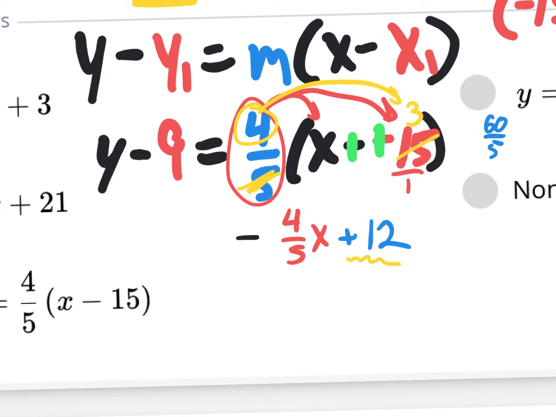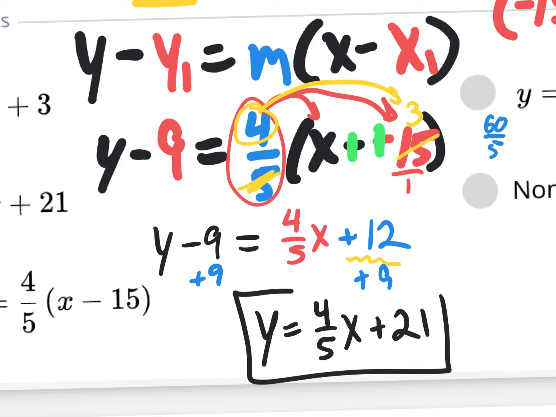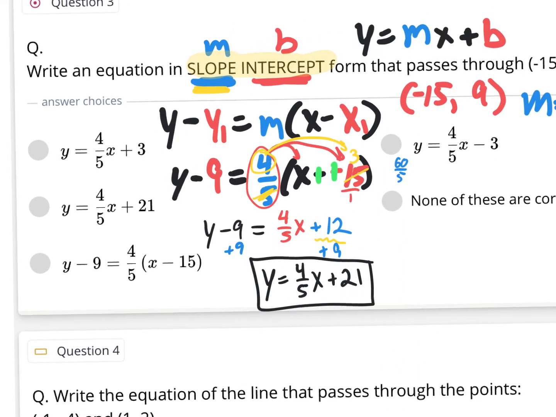Let's continue. We have the equal sign. We have y minus 9. Last step would be to get rid of that minus 9 by adding 9 and adding 9. And yes, we will have y equals 4/5 x plus 21. There's our slope-intercept form equation. And of course, you want to look for it on your multiple choice. And you feel really good because we found it right here. Moving on.